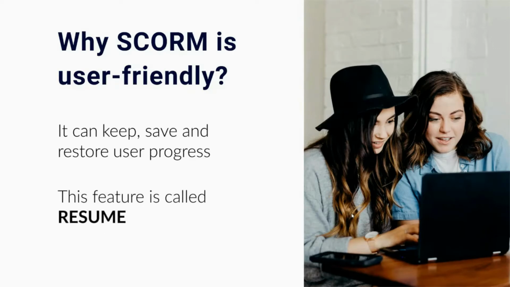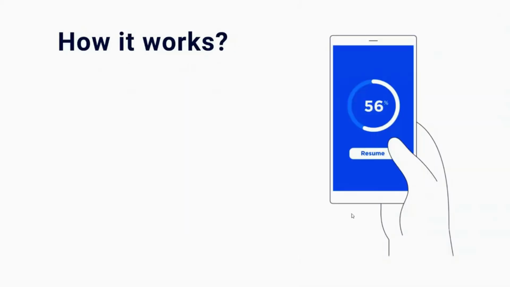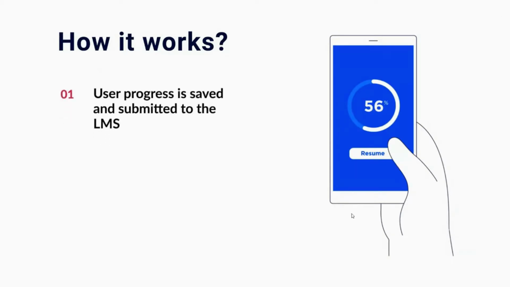To provide the best user experience for your learners, it's very important to know how the Resume feature works and how a course restores the progress. So let me tell you the most crucial steps of this process. The first step is saving user progress. For example, courses created with iSpring Suite authoring tool save progress every 15 seconds on every user action. For example, advancing a slide in the presentation, answering a quiz question, or let's say closing the browser window.